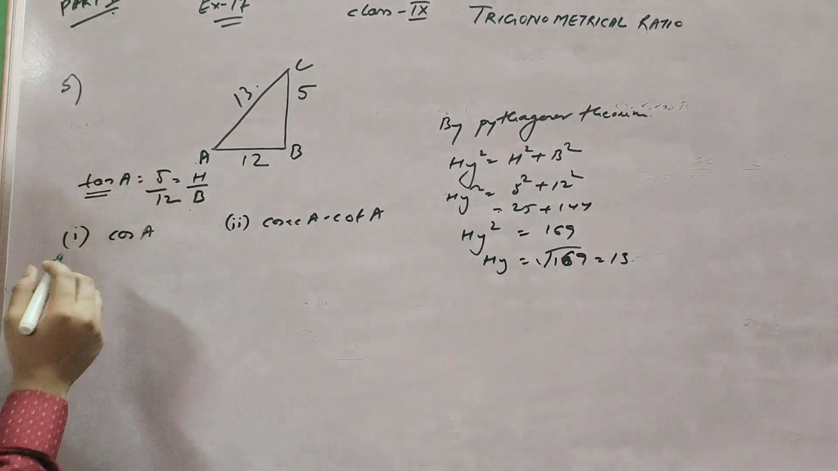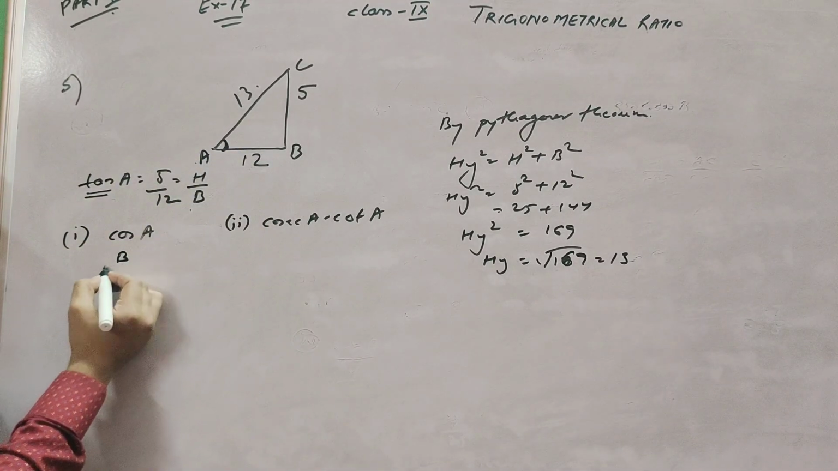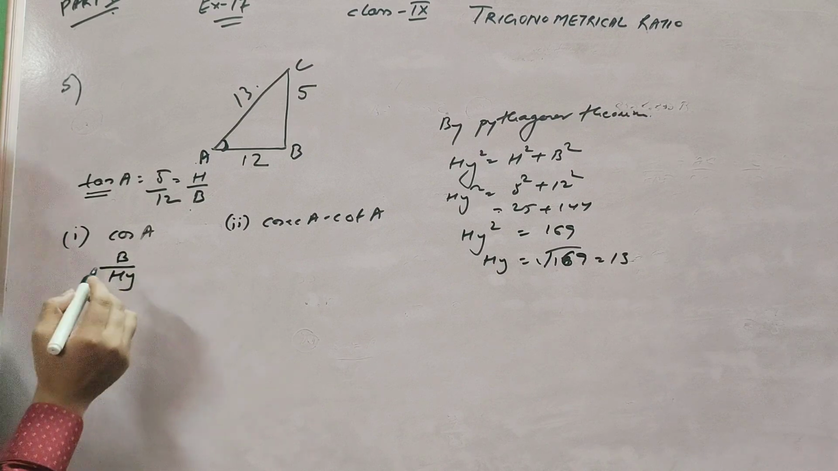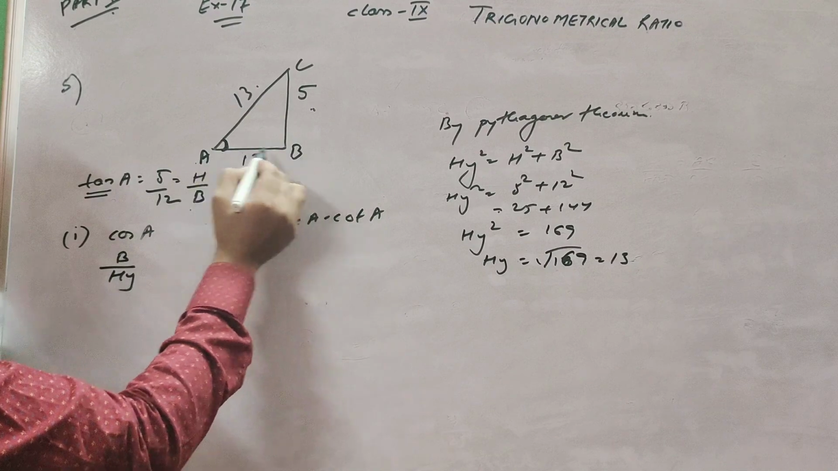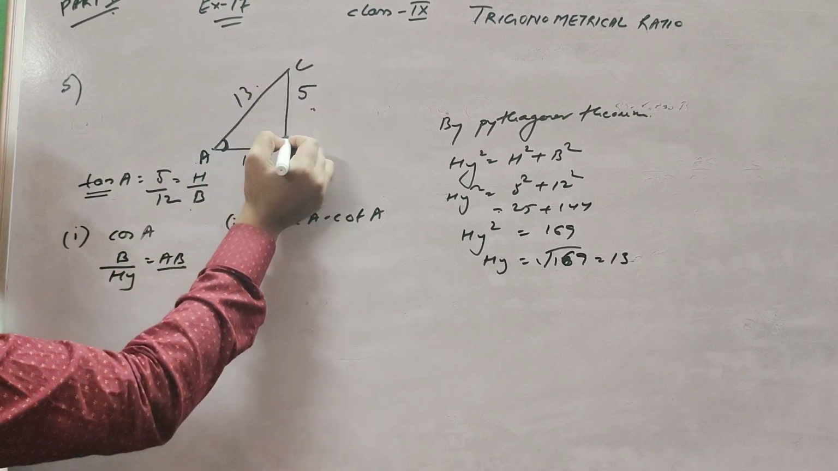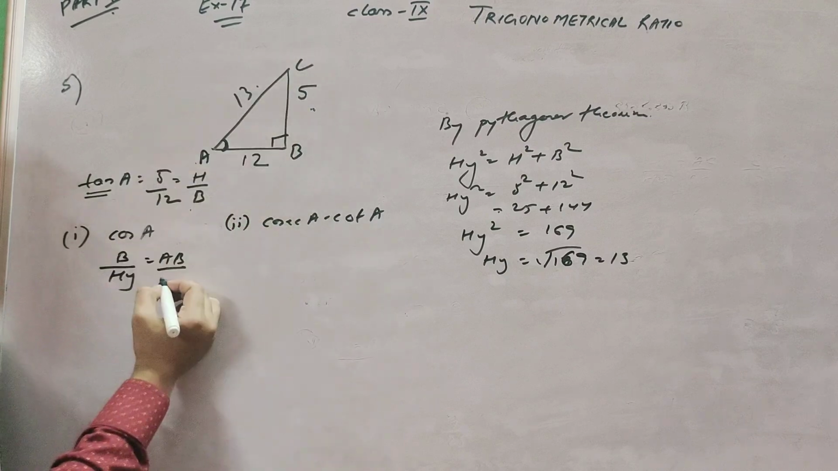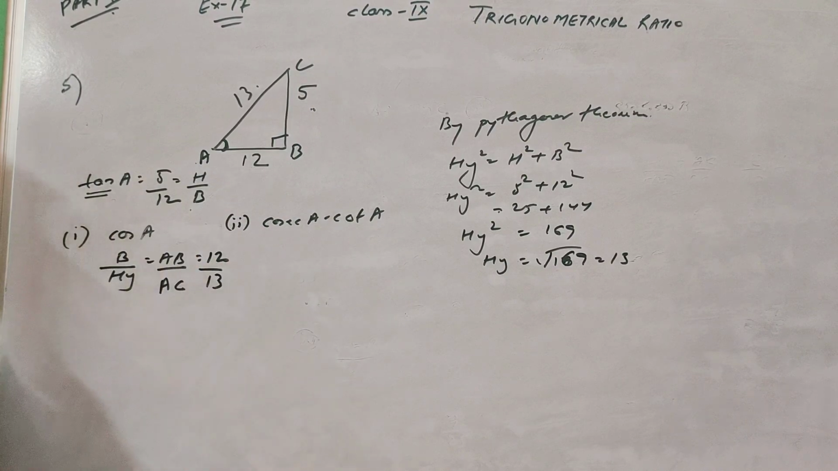Okay. The question is about cos A. That means the angle is here. The cos A formula we know is base by hypotenuse. So the angle is here, that means this one is height and base is this line, AB. And the hypotenuse is opposite of 90 degrees, that is AC. So AB is 12 and AC is 13, that is 12 by 13.